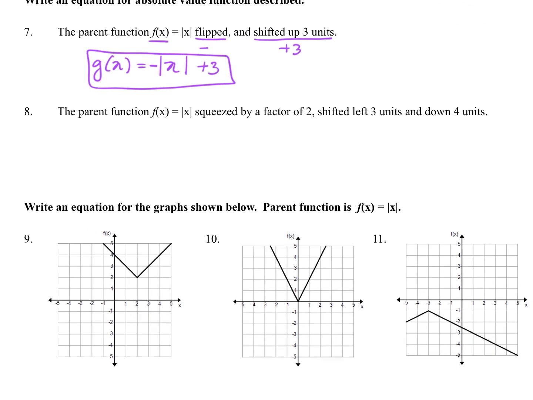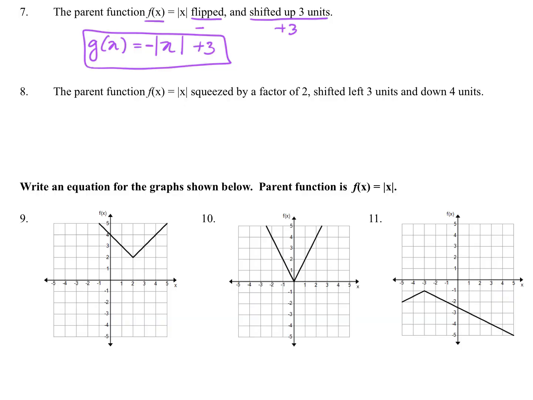Number 8. The parent function f of x is equal to the absolute value of x squeezed by a factor of 2, shifted left 3 units and down 4 units. Let's look at the keywords that they gave us here. Squeezed by a factor of 2. That's going to be within the x. This is going to be b is equal to 2. Shifted left 3 units. That's going to be plus 3. And down 4 units is going to be minus 4.